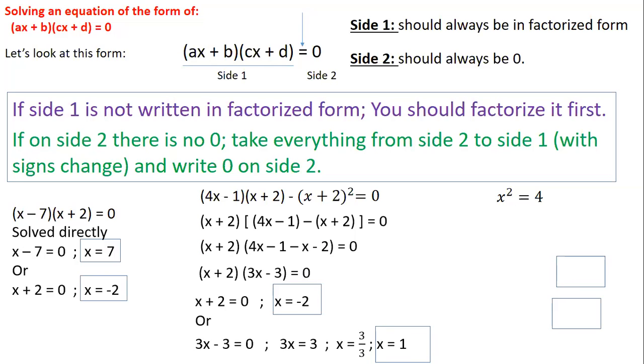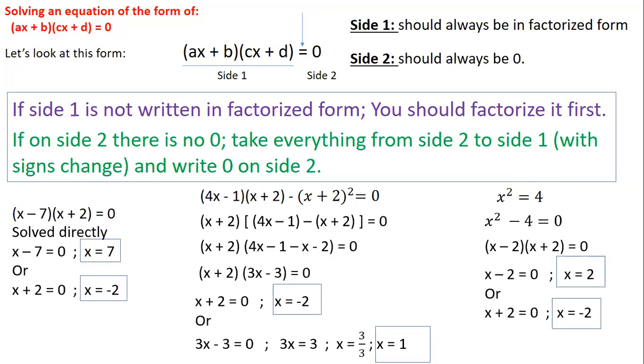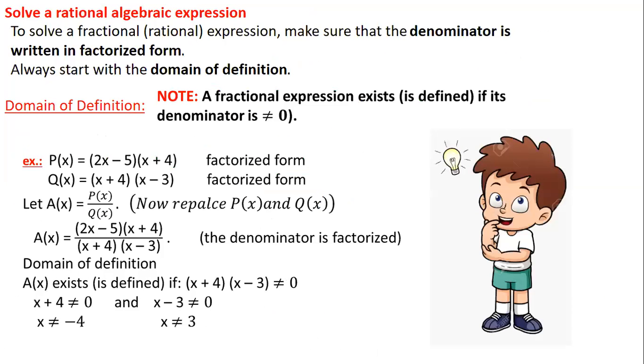If we are given x squared is equal to 4, the second side is not 0. So everything on the second side should be taken to side 1. So I will get x squared minus 4 is equal to 0. Now the first side is not factorized. We factorize it using the third remarkable identity. So now it is factorized, equal to 0. So x minus 2 is equal to 0, then x is equal to 2, or x plus 2 is equal to 0, then x is equal to minus 2.